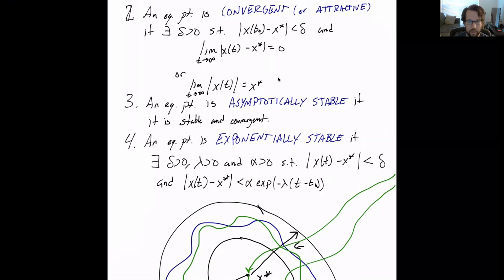So if we can show that we can converge from any point in our state space to the equilibrium point, then we have global attractivity. Combined with stability, which is just a local notion, we can say we have global asymptotic stability or global exponential stability. Again, for global exponential stability, if we remove the condition on bounding the initial conditions of the solution, then we can say we have global exponential stability.